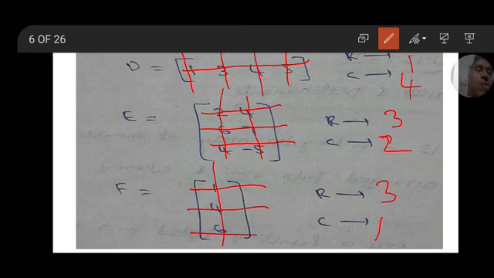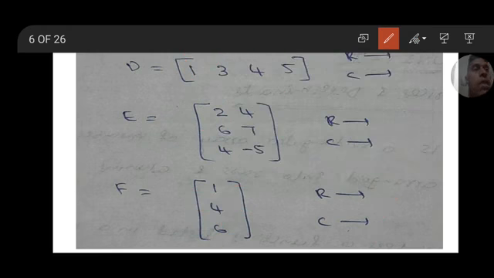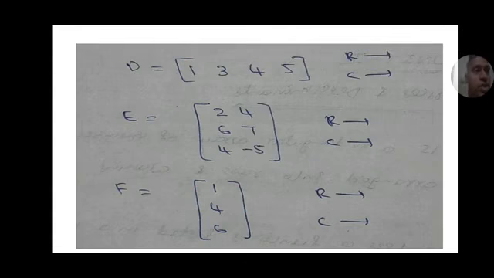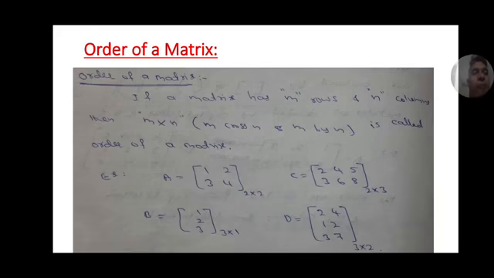Okay, number of rows and columns. Rows are counted from top to bottom. Columns are counted from left to right. This is the number of rows and number of columns in the matrix. Next, order of a matrix.